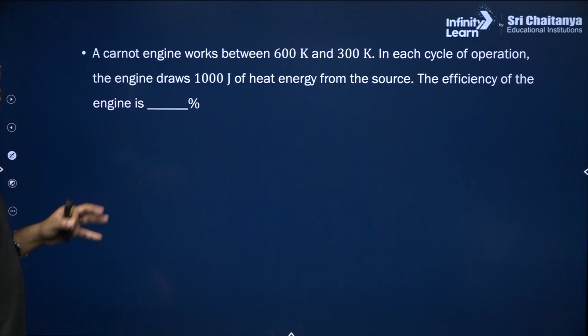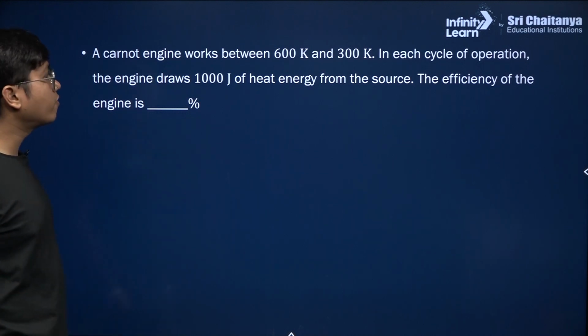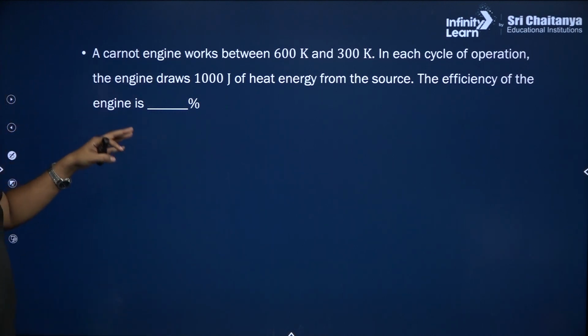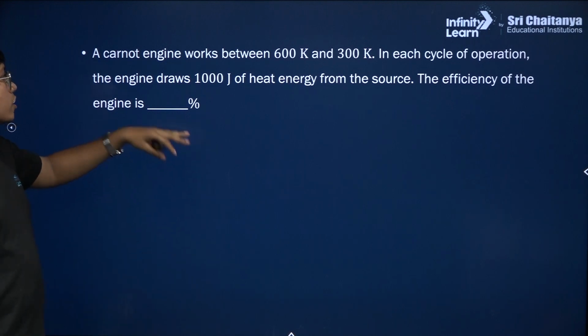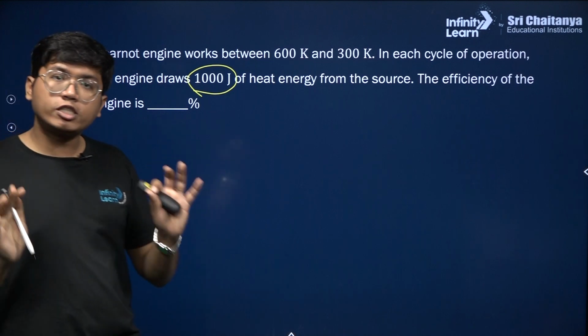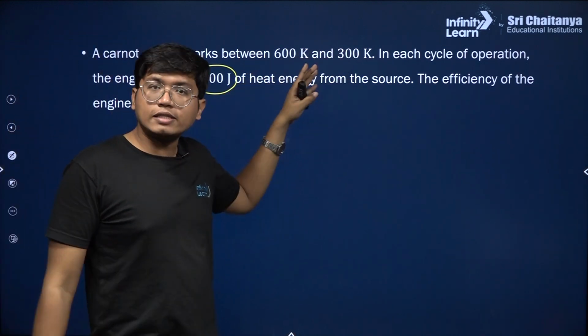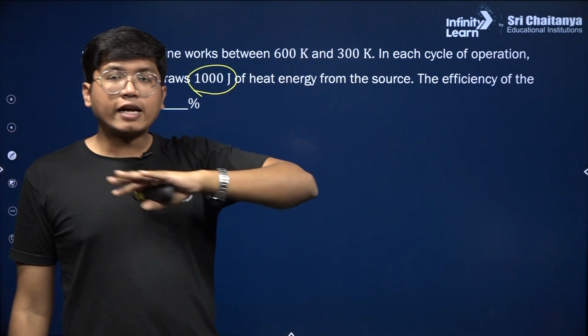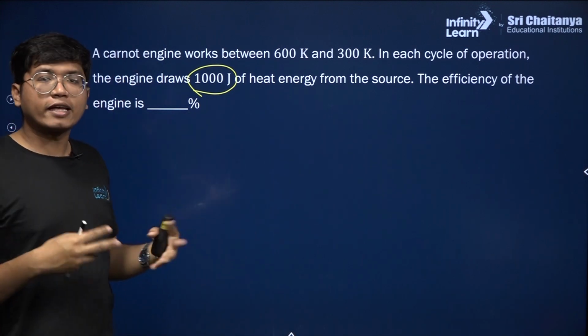Next question, a Carnot engine works between 600 Kelvin and 300 Kelvin. Each cycle of operation, the engine draws 1000 joule of heat. Find the efficiency of the engine. So this is a useless value because the efficiency doesn't depend on it at all. Efficiency only depends on the source and sink temperature. That's it. Any Carnot engine, doesn't matter how much energy it's taking or what it's doing.